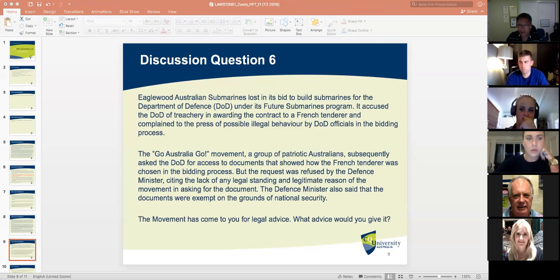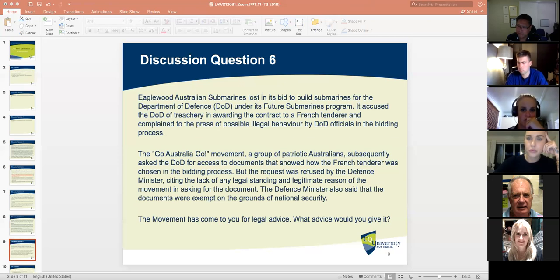Okay, there are three legal issues here. One is the fact that the movement seems not to have any legal standing. Is that even relevant to the issue of whether or not it can be granted access to these documents? Number two, do they have to provide legitimate reasons? That's the second legal issue. And then the third legal issue is whether or not the documents do not have to be released to the movement because it is exempt on the grounds of national security. So those are three legal issues there. In relation to legal issue one, what is the answer there?